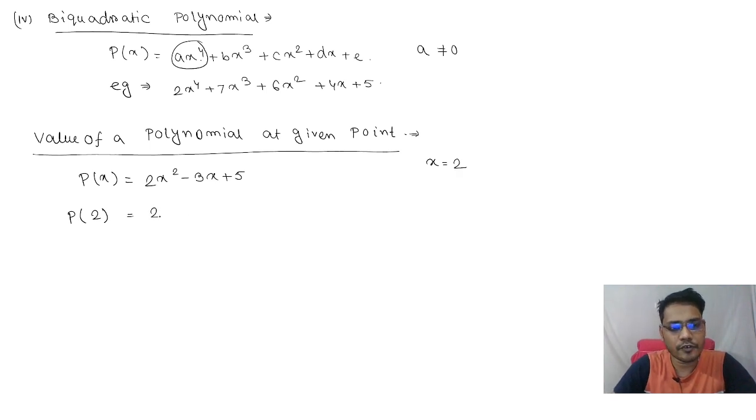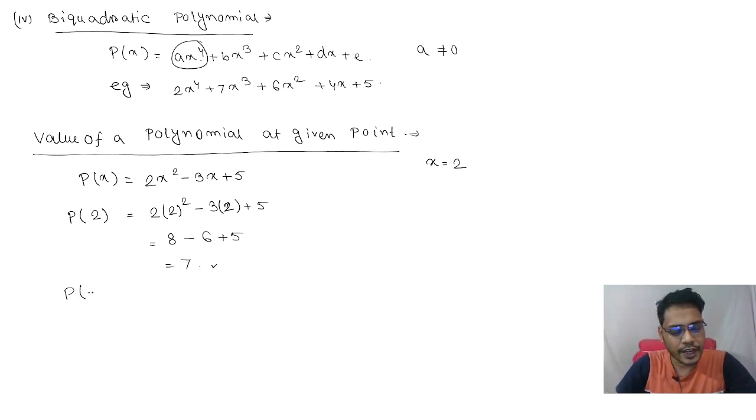Just put the value of x as 2. And here the value of x is 2. Just put the value, we'll get the answer. So what will be the value? 2 raised to the power 2 is 4, 4 times 2 is 8, minus 6 plus 5. That will be 7. So p(2) is 7.